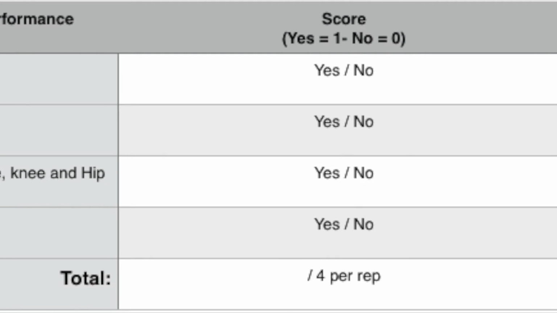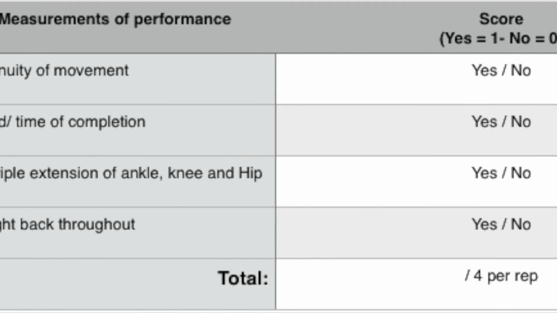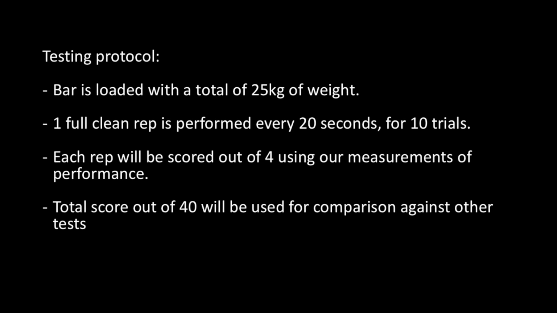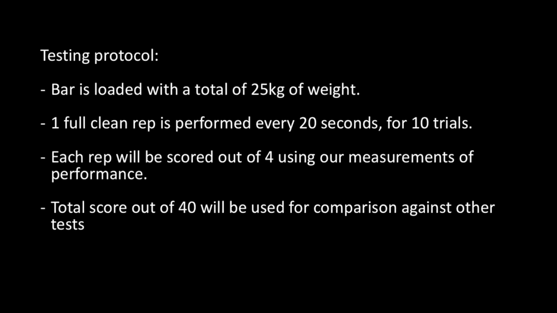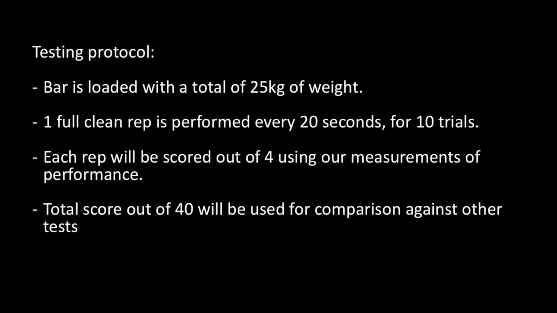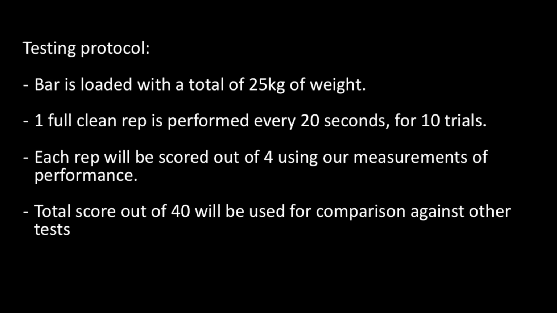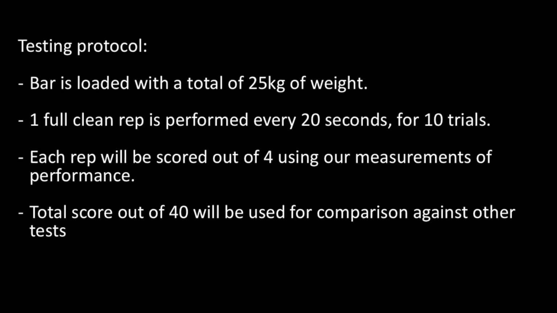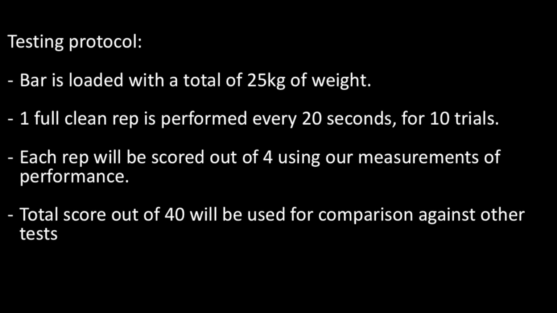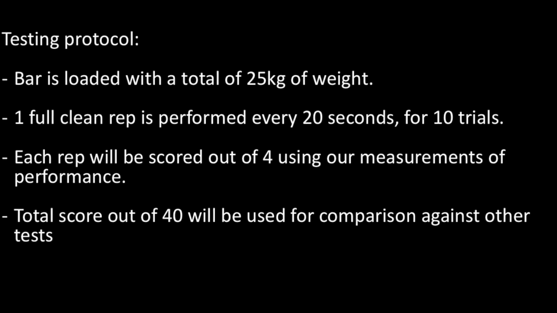These 4 measures of performance will be used in our testing protocol to give the learner a mark out of 4 for each repetition in their trial. Our testing protocol for the pre, post, retention and transfer tests is as follows. The bar is loaded, or the ball in the retention test, with the weight. 1 full clean rep is performed every 20 seconds for 10 trials. Each rep will be scored out of 4 using our measurements for performance. A total score out of 40 will be used for comparison against other tests.